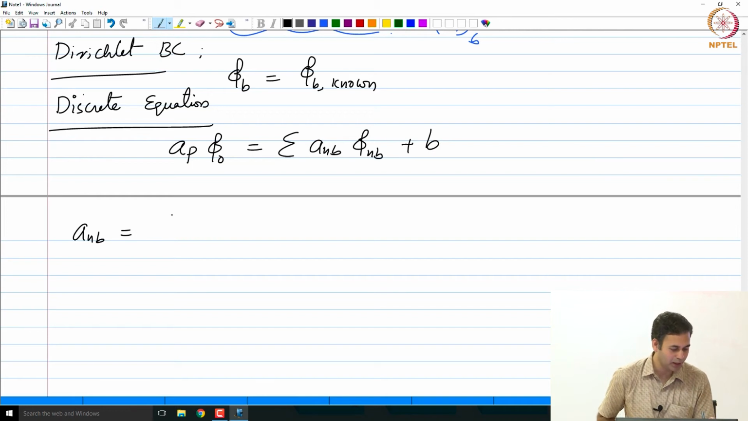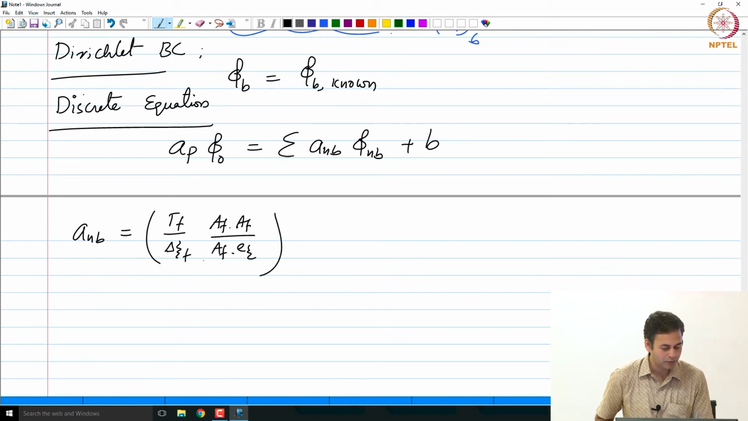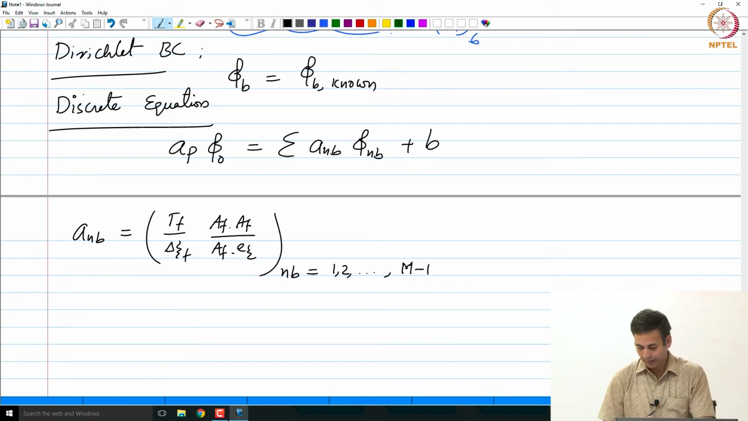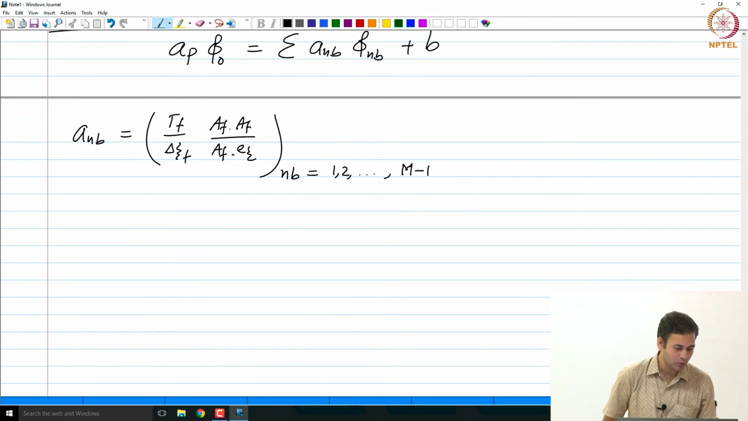So, this would be gamma f by del xi f, AF dot AF by AF dot xi, for all the neighbors. But what are all these neighbors now? These are only the interior faces. So, that means 1, 2 all the way to m minus 1 if you have one boundary face. If you have two boundary faces, it will be different, right. If you have a corner cell where there are two boundary faces, you have to say m minus 2 and then include those boundary effects. Okay. Fine. Let us say we are talking about now one cell here.